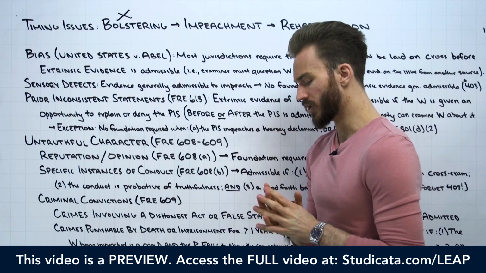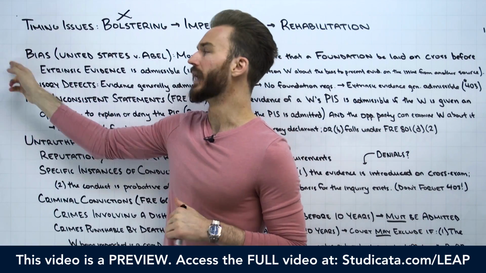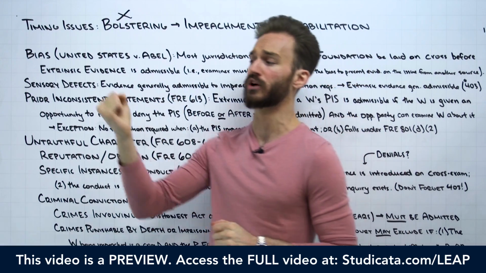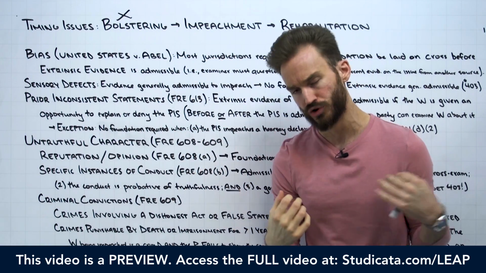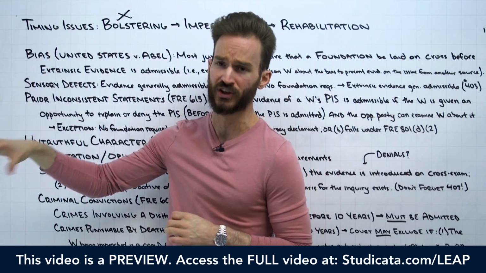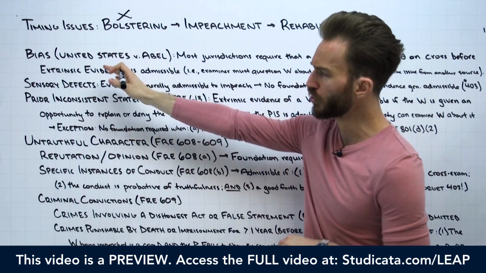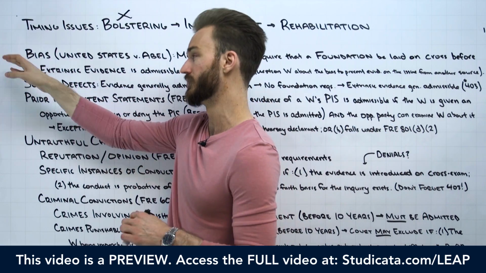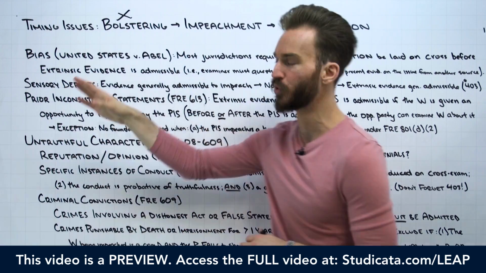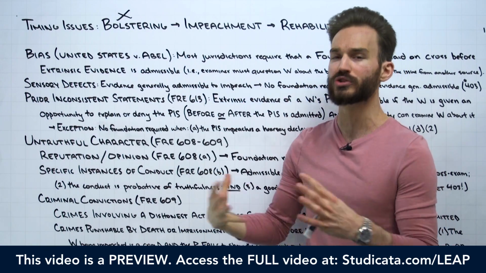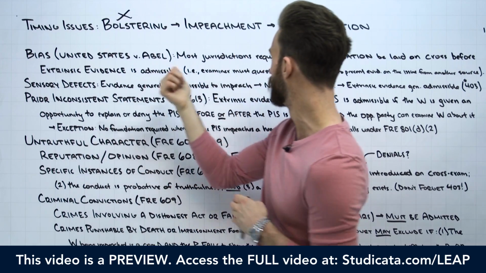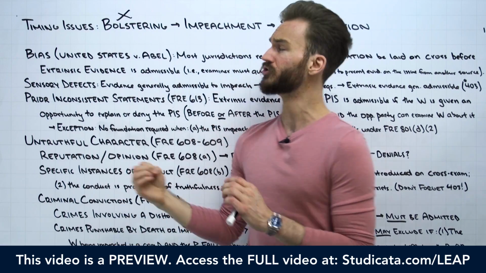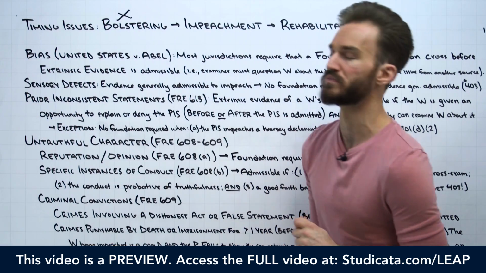Okay? And so again here, the first thing we want to think about with bias, like we mentioned before, is, okay, what's the source of this impeachment? Is this happening on cross-examination, or is this happening through extrinsic evidence, through some other source than the witness himself? Right? Because our rule is, even though the federal rules don't explicitly state that we have to lay a foundation before introducing extrinsic evidence, most jurisdictions, we know from the case law, most jurisdictions require that a foundation be laid on cross-examination before extrinsic evidence of bias is going to be admissible.